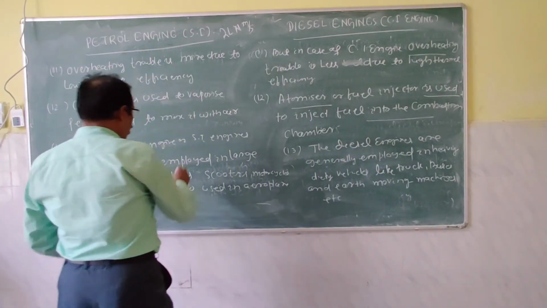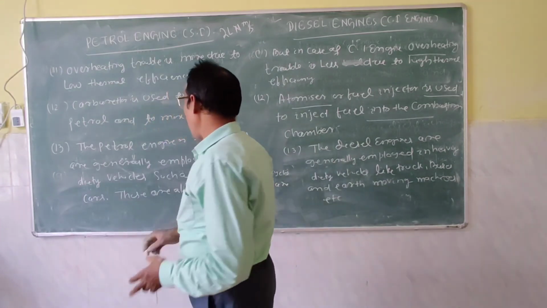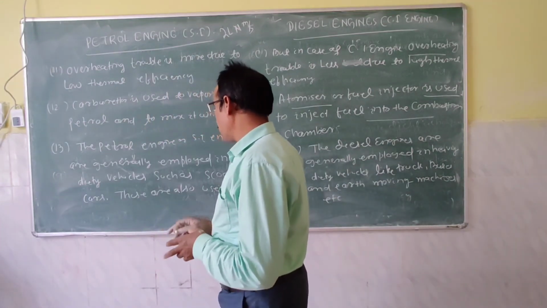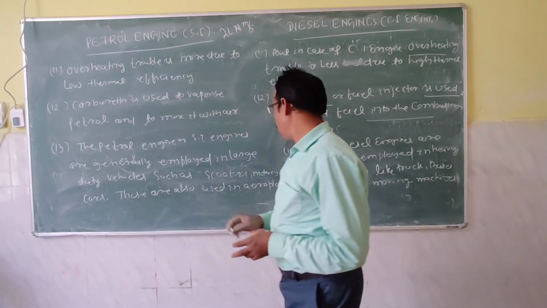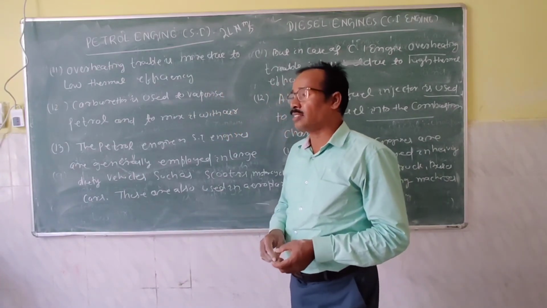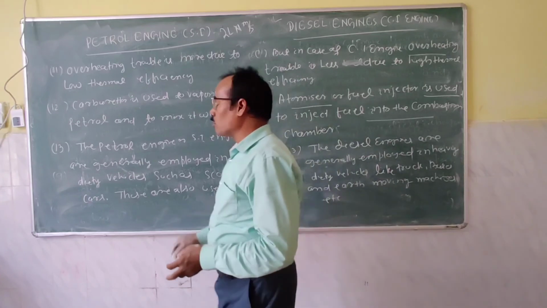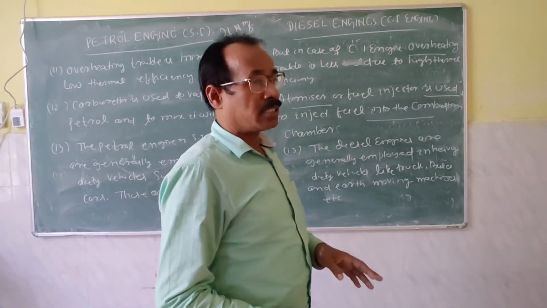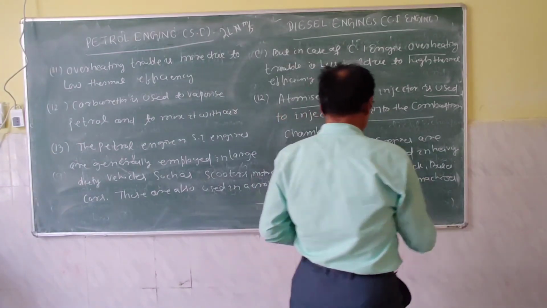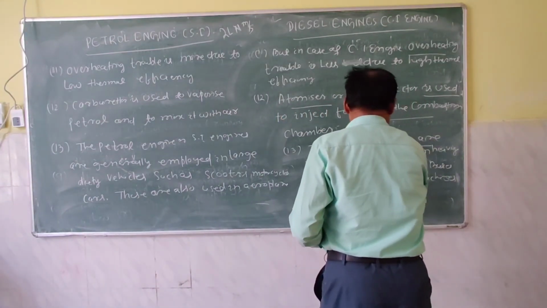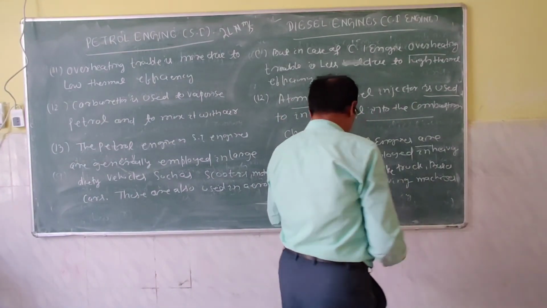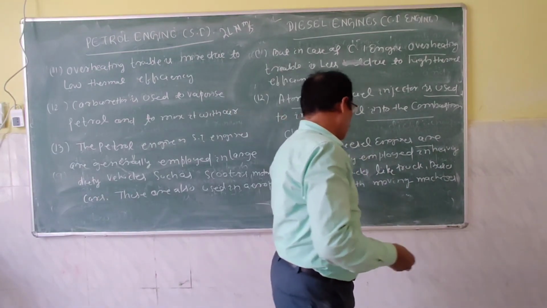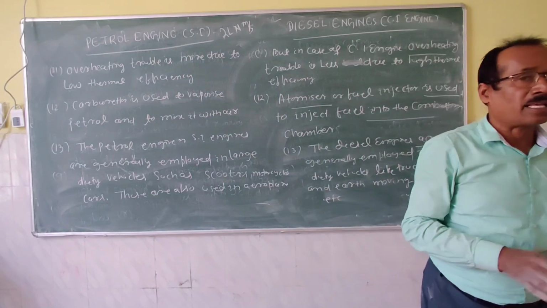Petrol engine or SI engines are generally employed in light duty vehicles such as scooter, motorcycles, cars, etc. These are also used in aeroplanes. But in case of diesel engines or CI engines, they are generally employed to heavy duty vehicles like truck, bus and earth moving machinery, etc.